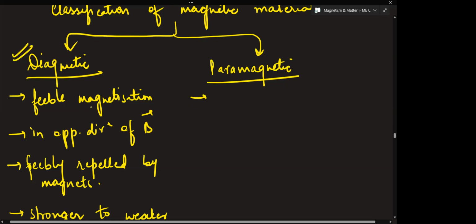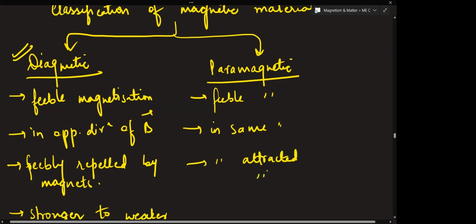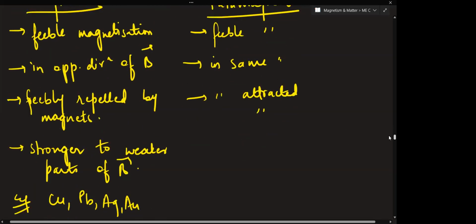These develop feeble magnetization. The magnetization is in the same direction. They are feebly attracted by magnets. If you remember like this, you will be able to. This is how I remember, otherwise I'll also forget all these things. These few points I'm able to remember by diamagnetic. I just make the corrections in this. And they tend to move from weaker to stronger parts of the magnet.